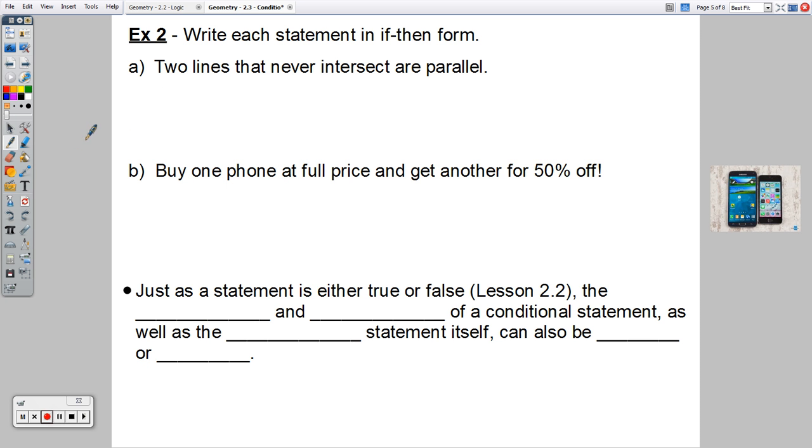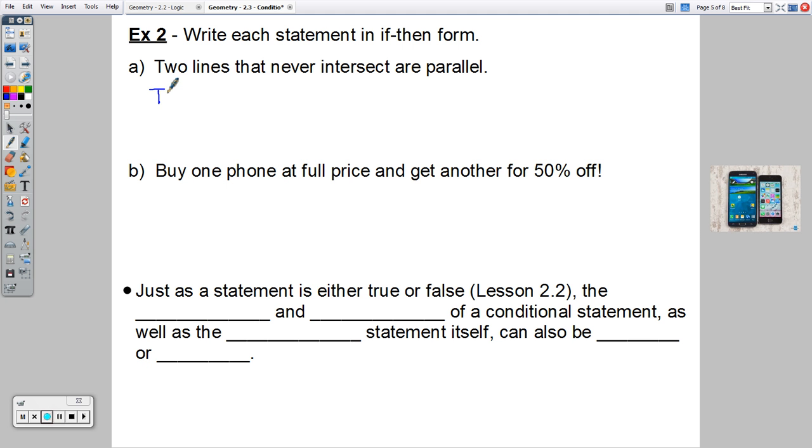Pretty amazing story. Let's check out example 2 now. Write each statement in if-then form. Two lines that never intersect are parallel. I don't see an if or a then in there. However, we can change this. We can arrange this sentence in a grammatically correct way so that it has an if and a then in it, and so that it means exactly the same thing.